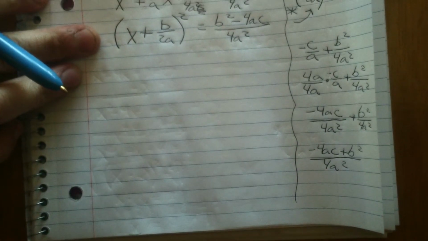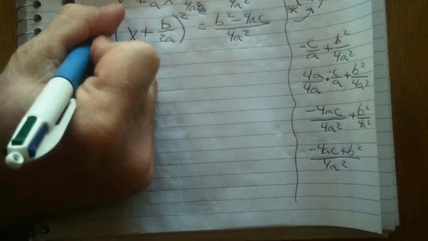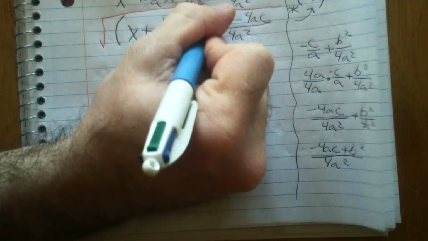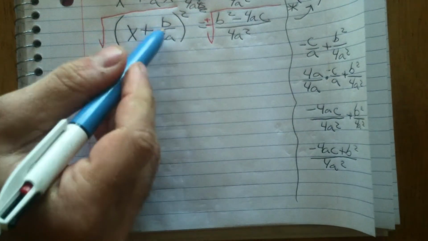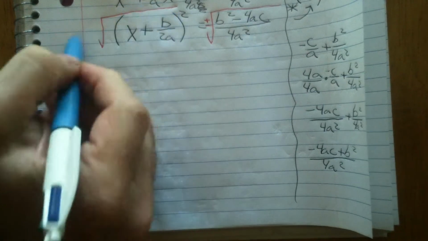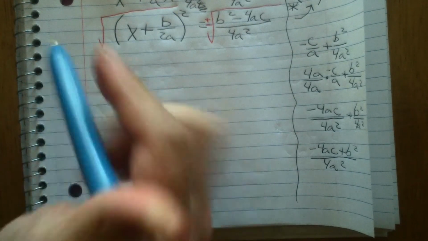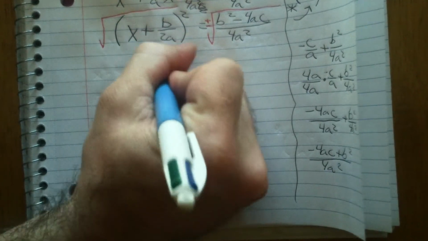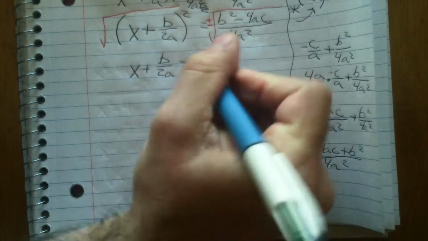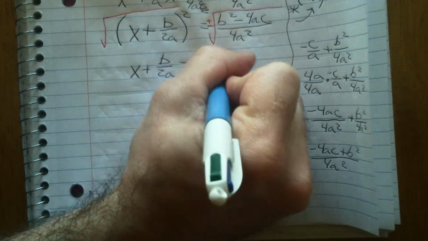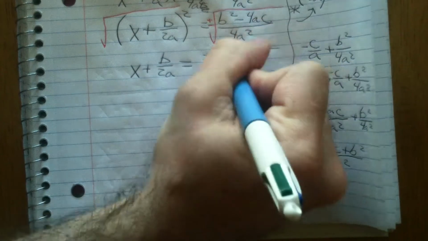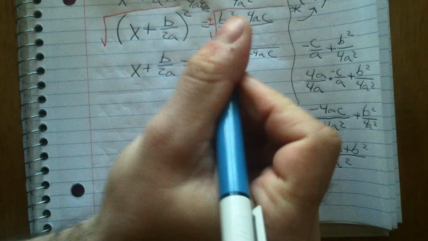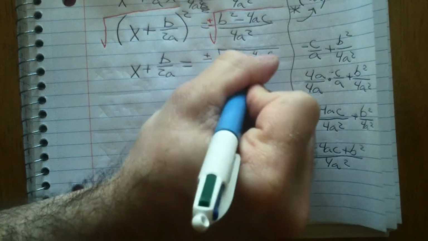So the next thing we're going to do is square root both sides. Remember, when we square root, we need to make a plus or minus. Because we're square rooting a square, and they're going to cancel each other out. And that's going to leave us simply with x plus b over 2a equals plus or minus the square root of b squared minus 4ac over 4a squared.